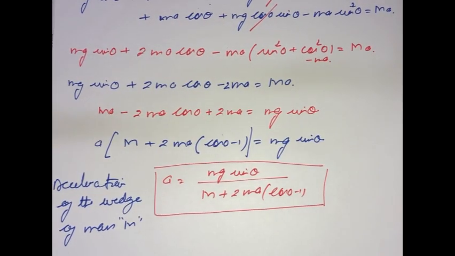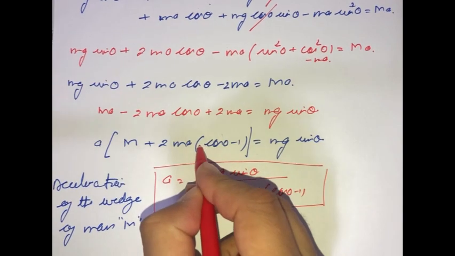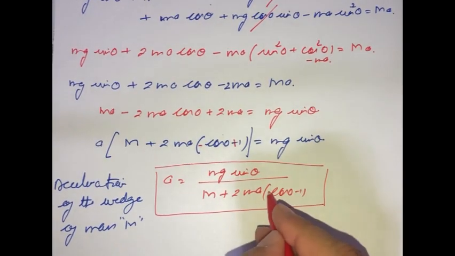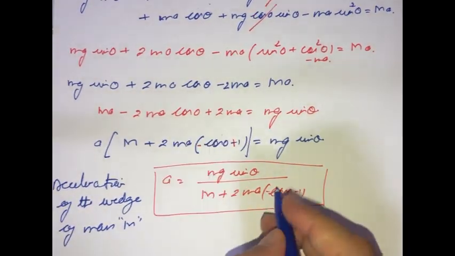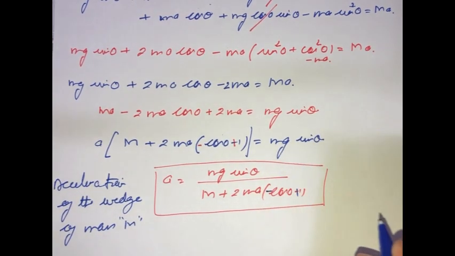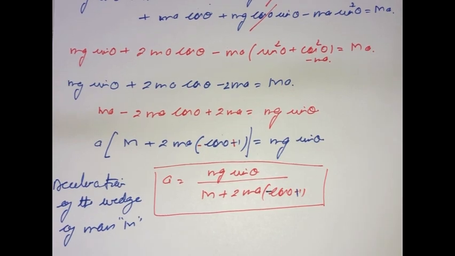There's a small error here also. I forgot to take this as minus, and this will be plus, minus, and this will be plus. Now it's complete. Sorry for the mistake. Thank you.